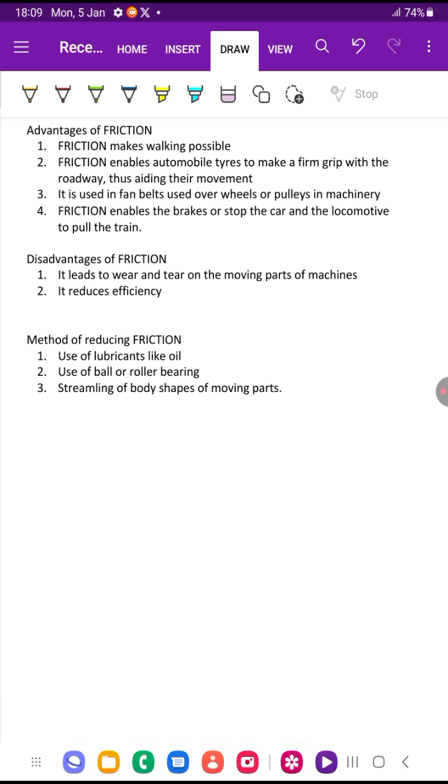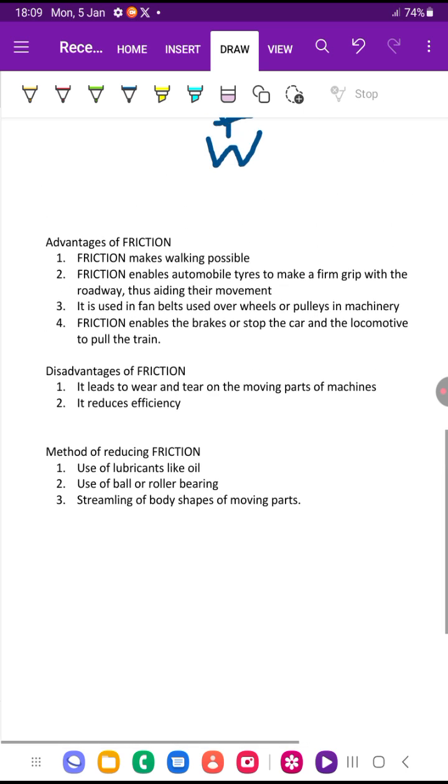So now let's look at the methods of reducing friction. We have the use of lubricants like oil and grease. We have the use of ball or roller bearings, and then streamlining of the body shape of moving parts.